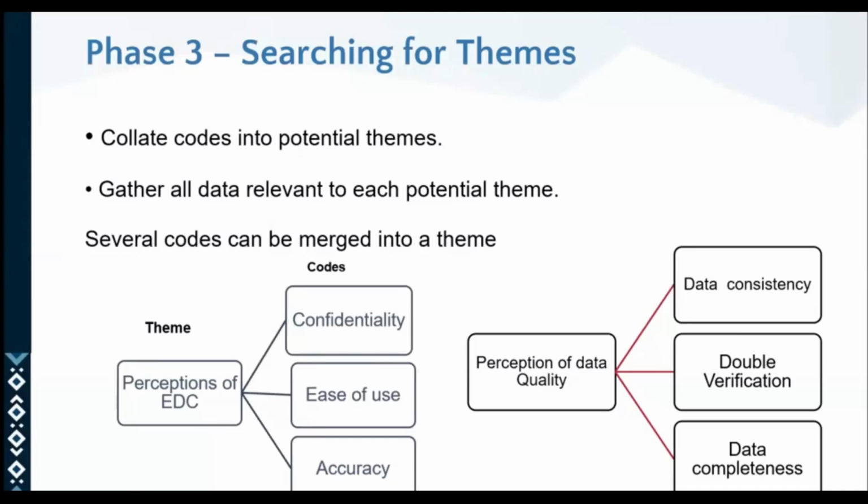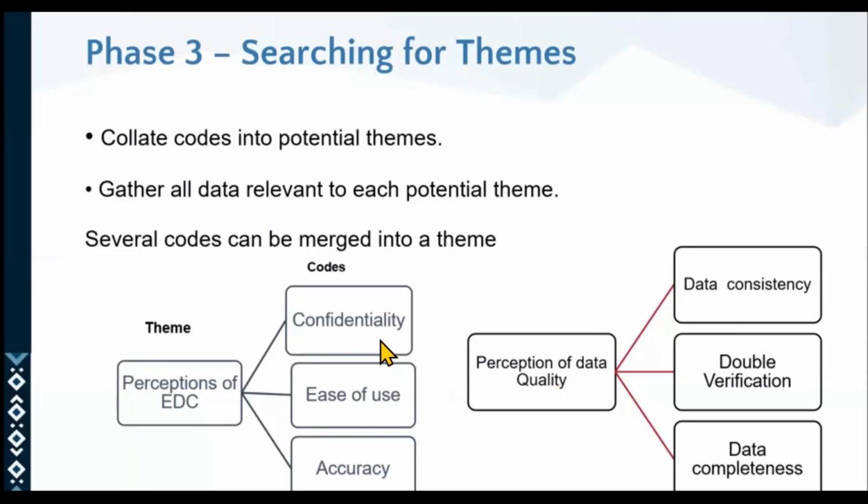That's why you have to declare your reflexivity. So you should not assume that something is going to exist just because they said so. You should look over the codes that you have created, and then you identify the patterns between the codes. And then you can start grouping them together to form patterns.